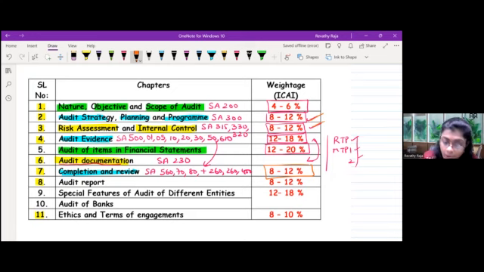Then coming to the audit report chapter, in the audit report chapter, we have the 700 series: 700, 701, 705, 706, 710. In this chapter, you also have SA 600 and SA 299. Along with this, we have CARO. Wherever you go, I'm there. That is CARO. CARO, very important. 21 clauses are there. Clause numbers, if possible, you have to learn. And then section 143, auditor's duty, 143 of the Companies Act. That's the audit report, somewhat the same weightage, 8 to 12 marks.